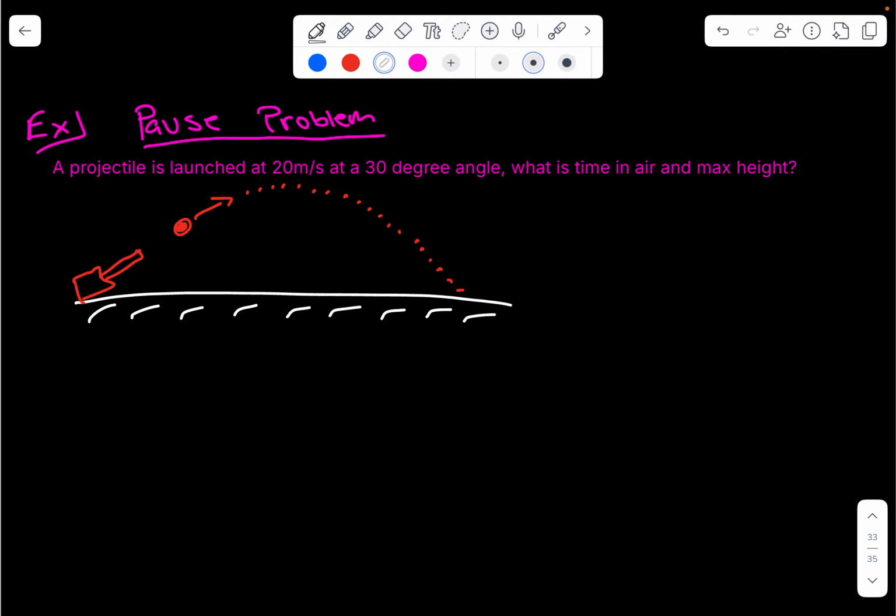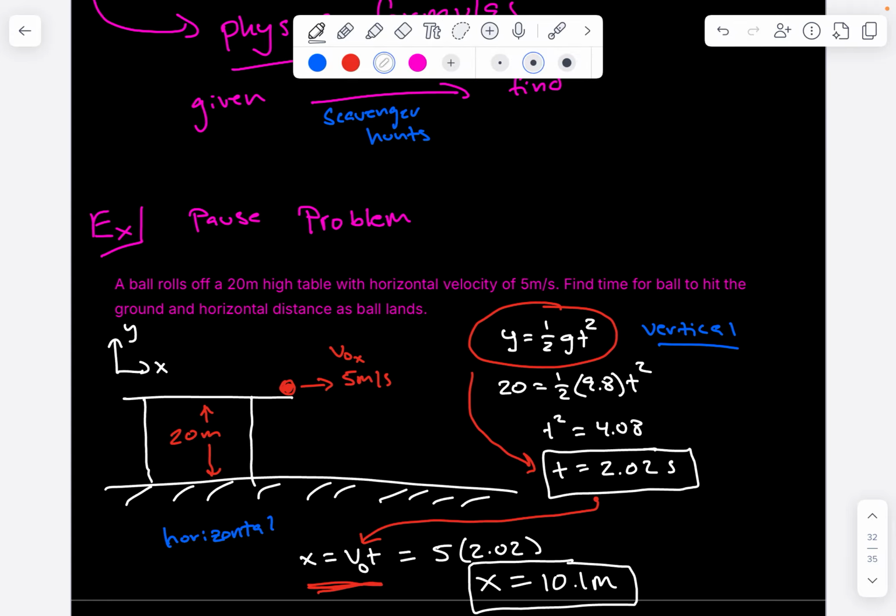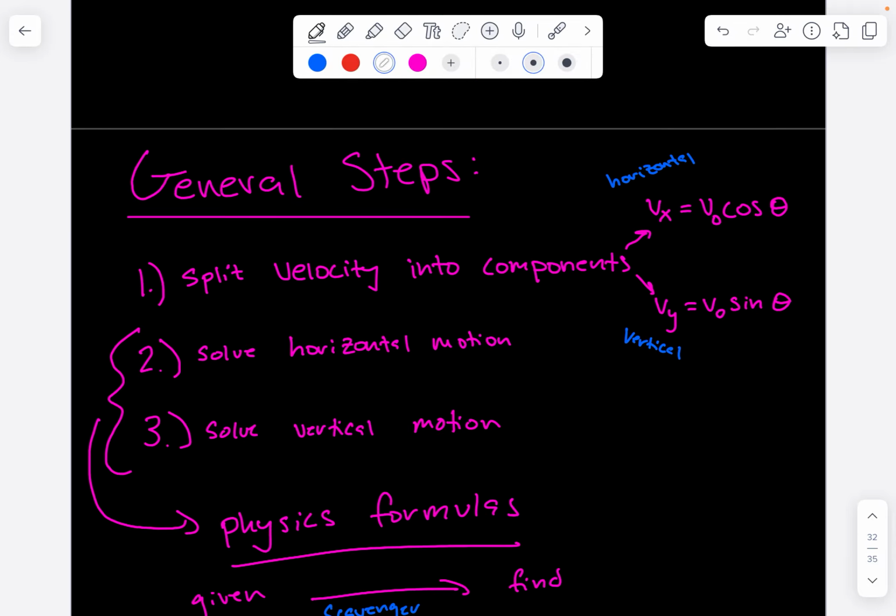We know that the angle theta is 30 degrees, and we know that the initial velocity is 20 meters per second. All right, so now that we have a visualization of what we are solving for, we're going to go into our first general step, which is split velocity into components.